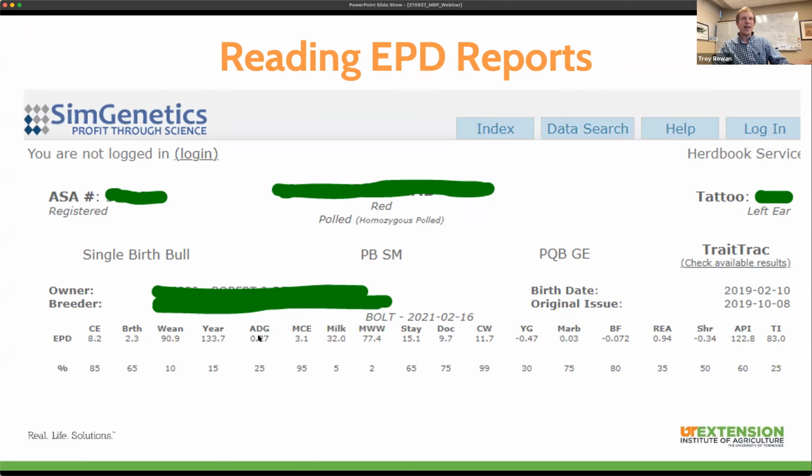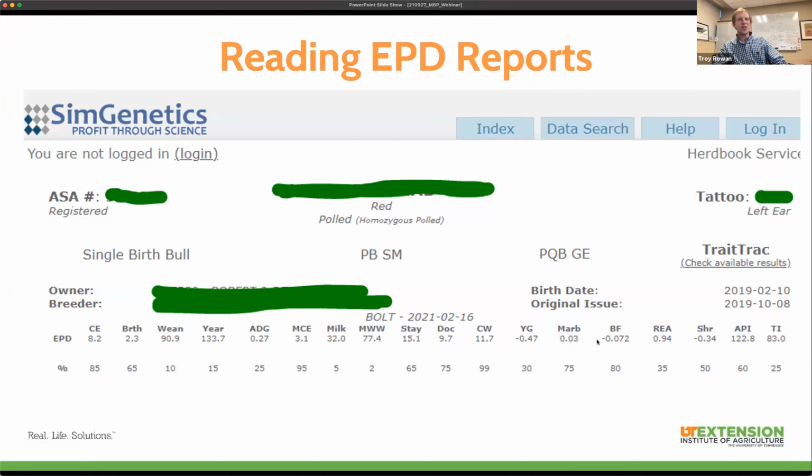Things like average daily gain, how quickly an animal is putting pounds on once it's been weaned. Things like milk and maternal weaning weight. These are things that we care about further down the line when we're trying to select females for our operation. Stayability. This is a measure of an individual's likelihood that they're going to have daughters that remain in the herd up to 6 years of age, where they start to become profitable, so on and so forth. But I'm not gonna belabor this any more than is needed.